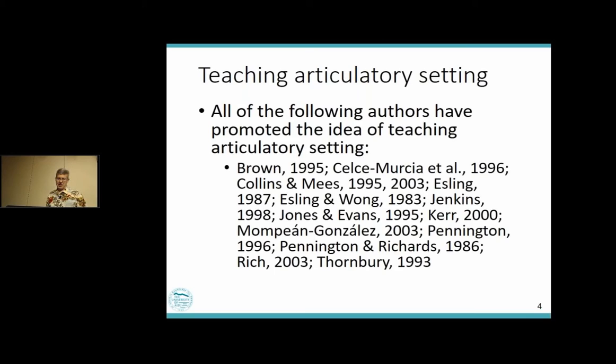Teaching articulatory setting: a lot of authors, a lot of researchers have called for the idea of teaching articulatory setting in pronunciation classes, in language classes, and there's a big list of people there, applied linguists and linguists, many of them very well known.